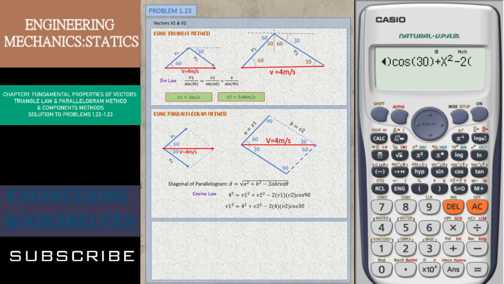So what is V1? V1 will be the square root of 4 squared plus B2 squared and then minus 2 times 4 times B2 cosine 30, and then B2 cosine 90. So solving for B2, I think it must be less than 4, so let's say 2. So our B2 will be 3.46 meter per second.